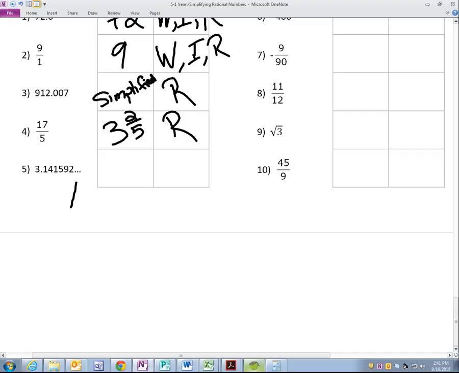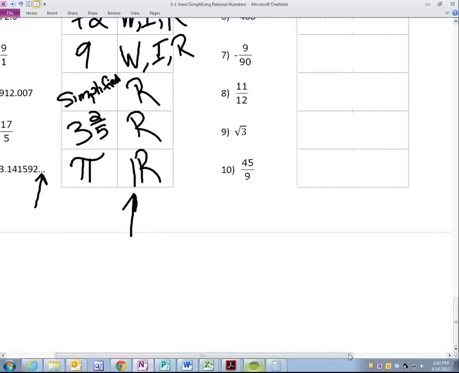Then we have this number here. It means it goes on and on. So you know that it's irrational. It's not necessarily simplified, but it looks a lot like this thing. Okay, you can write the pi symbol. And this is an irrational number. Now notice how I have IR without a comma between it. Irrational.